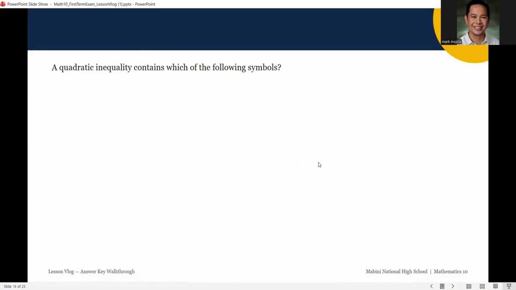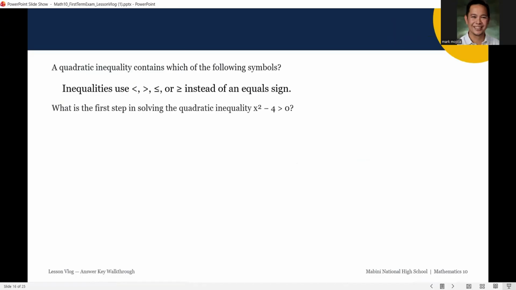A quadratic inequality contains which of the following symbols? So when we say symbols, we are referring to less than, greater than. Okay? Less than, greater than, less than or equal to, or greater than or equal to, instead of an equal sign.